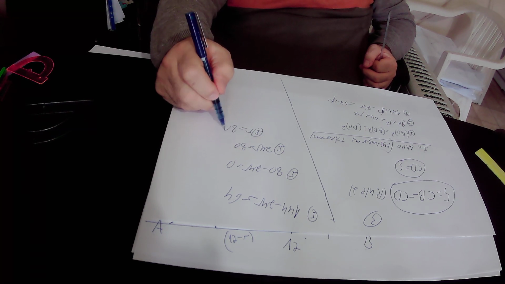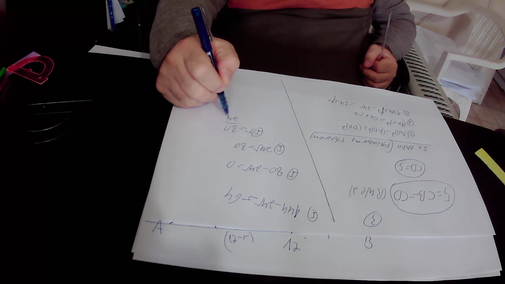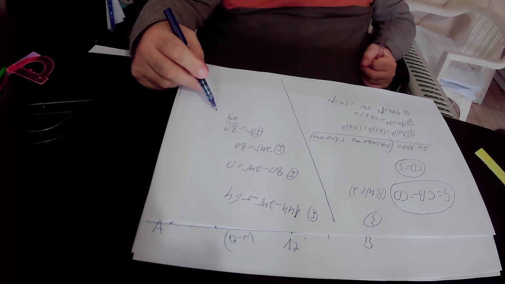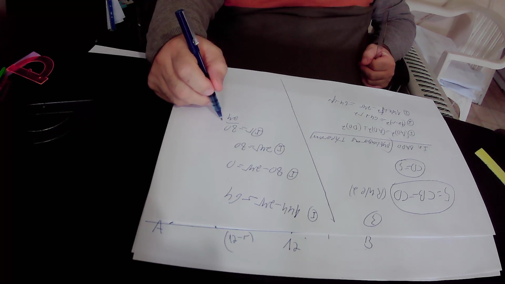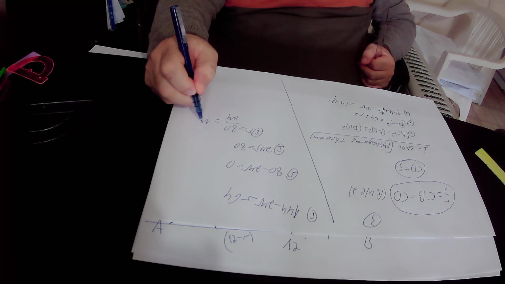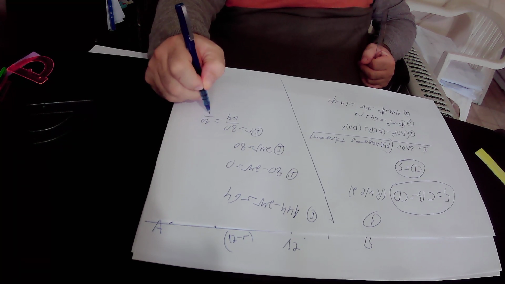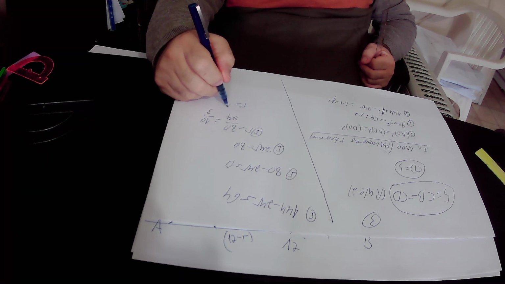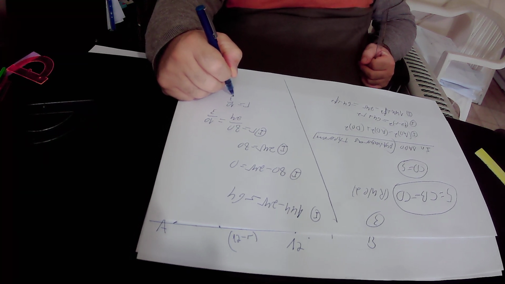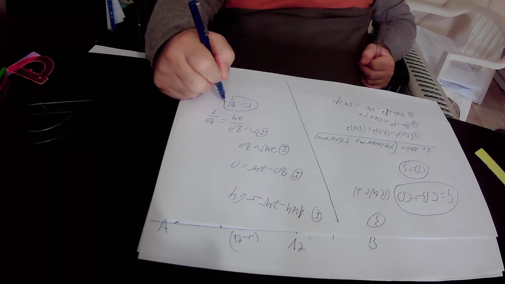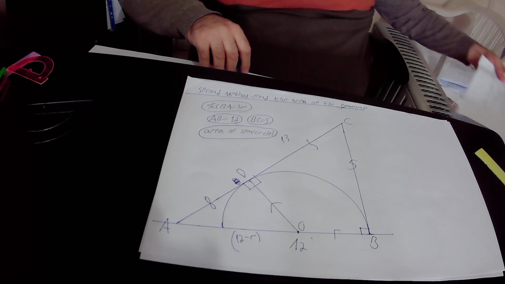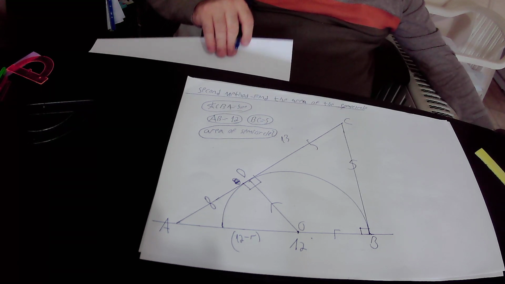We will divide this equation by 24, and we will get that R equals 80 over 24. Here we will divide both the numerator and the denominator by 8, and we will get that 80 over 8 is 10, and 24 over 8 is 3. So we found out that the radius of the semicircle equals 10 over 3 units.